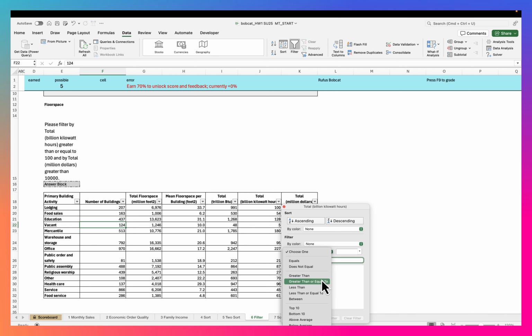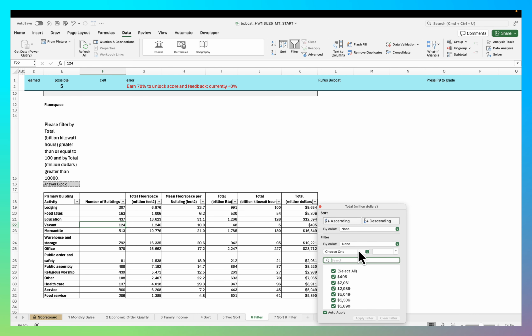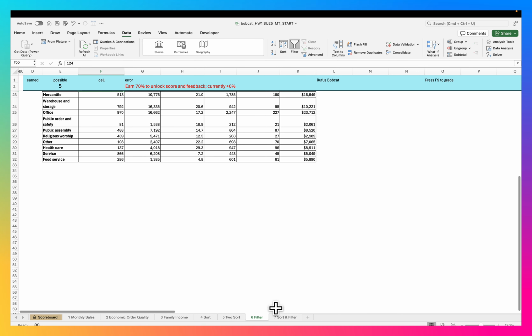And then it says you have to filter by a second condition, which is this column here, the total, also has a filter applied, which is greater than, not greater than or equal to, but just greater than. So pick greater than for that one. And that's the only one on the page.